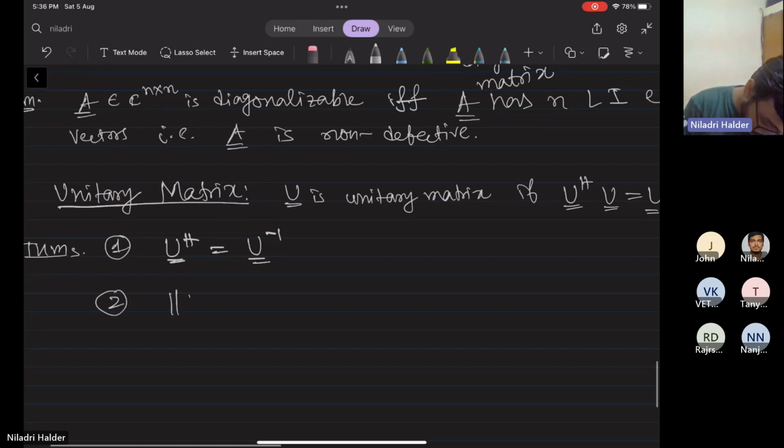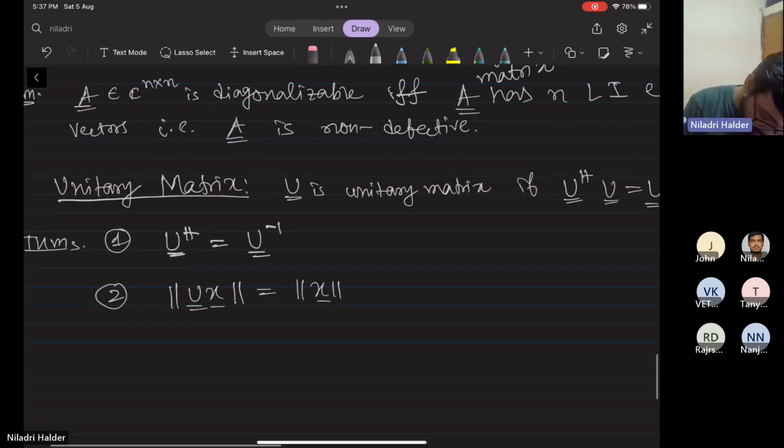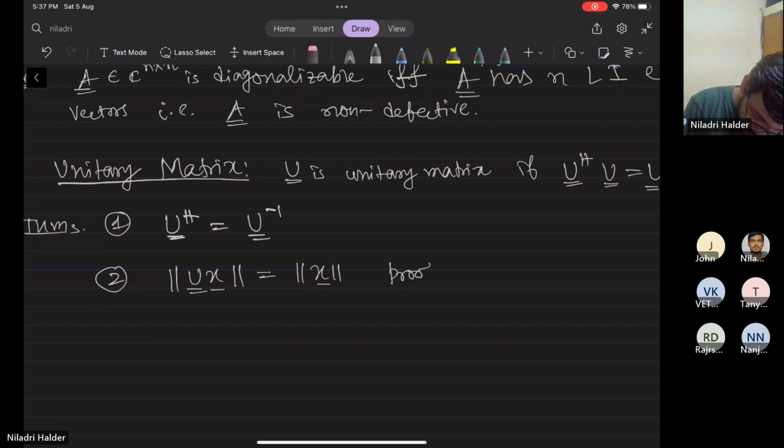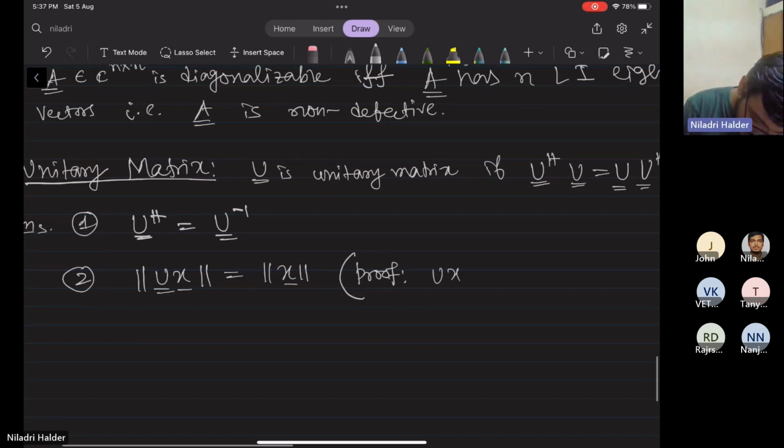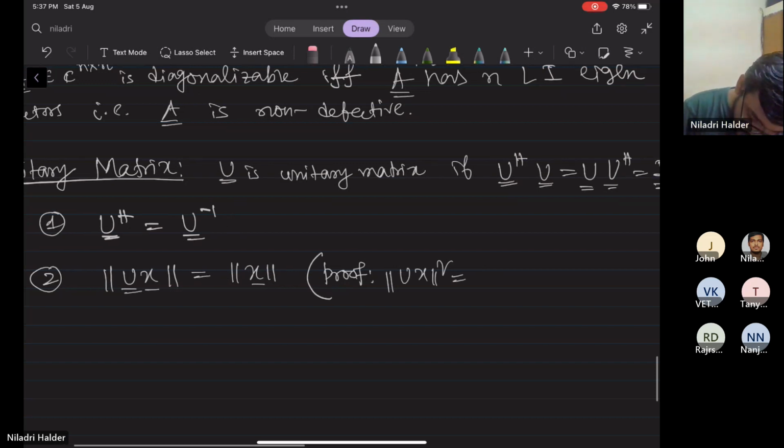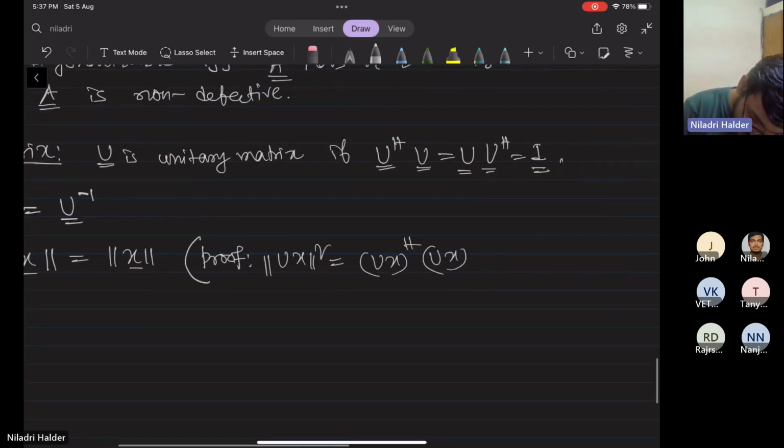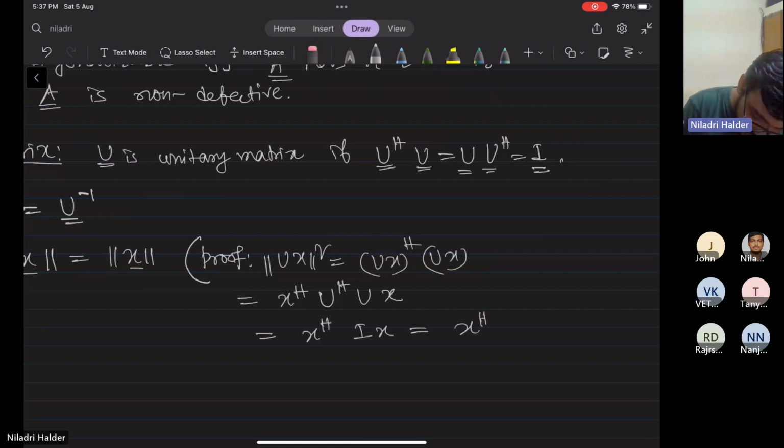And second one is norm of Ux equals norm of x. So the proof is very simple. Ux norm square can be written as (Ux) Hermitian Ux, that is equal to x Hermitian U Hermitian Ux. Then U Hermitian U is I. So x Hermitian I x, I is the identity matrix. So x Hermitian x is the same as norm of x square.